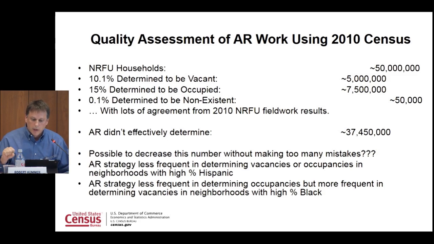Now, one of the interesting things you showed here is that your administrative record strategy was less frequent in determining vacancies or occupancies in neighborhoods with high % Hispanic. A little bit different among neighborhoods with high % Black. It was better with determining vacancies there. But one of my takeaways from this is going to be with the data involved in the inputs to this. Why did these administrative records perform less well in neighborhoods with high % Hispanic? And I'll get to the point about data again in just a moment.